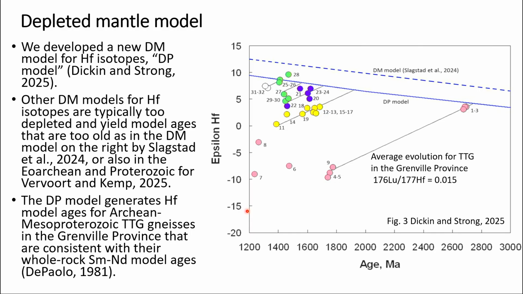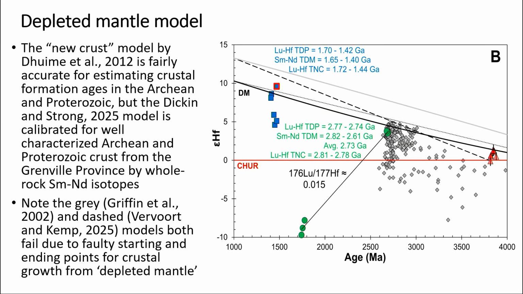And since the Grenville Province contains Archean crusts derived from the Superior Province, I'm also able to apply this model to the Superior Province. So there's a variety of models. There's the new crust model by Dewey, which is this tiny dotted line. There's the model by Vervoort and Kemp, 2025, which is this dashed line. And then there's this old Griffin et al. 2002 model in the gray line.